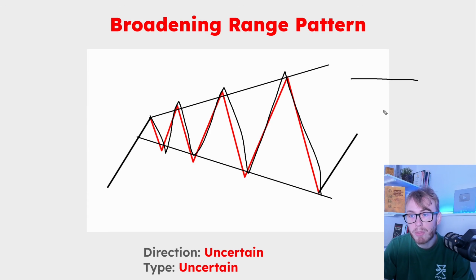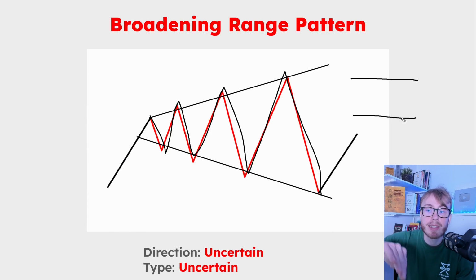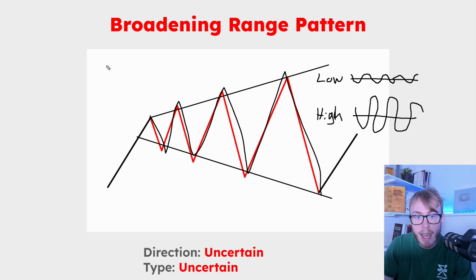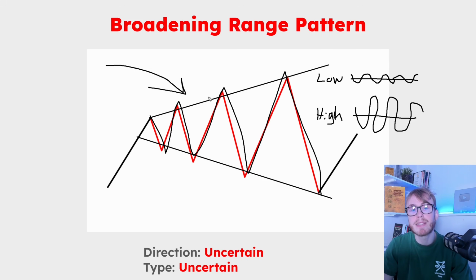In very simple terms, volatility is how much the price is moving around the average. So if we have a price that moves something like this, very close to the average, this right here is low volatility. But if we have a price that moves a lot around the average, this right here is high volatility. And what the broadening range basically tells us about the price is that the volatility is increasing.